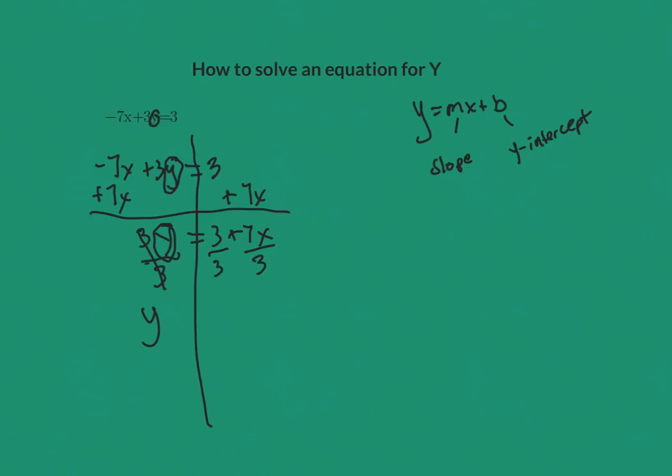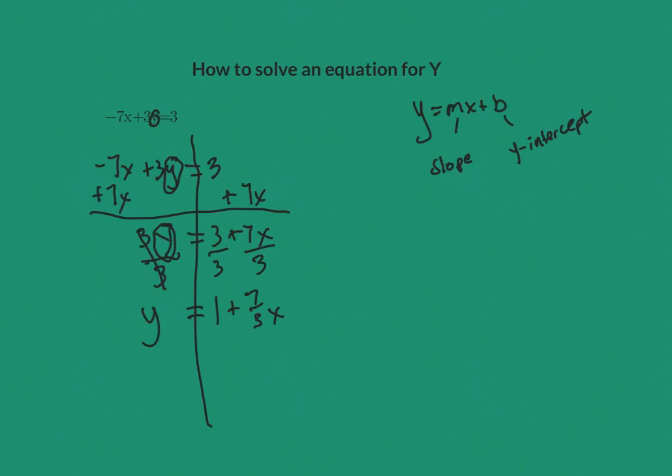My line again means equal. 3 divided by 3 is 1, and I just happen to know that 7 divided by 3 cannot be simplified. But if you're not sure, you can always use your trusty calculator. So 1 plus 7/3 x is the solution for solving this equation for y.